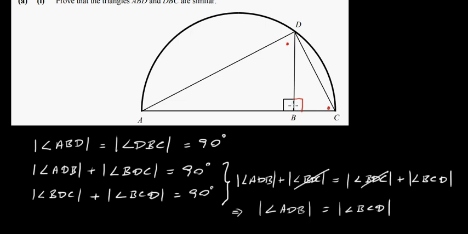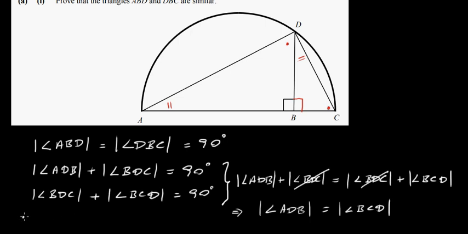These two are both 90 degrees. We've now shown that these two angles here are equal. So therefore the third angle, this one here, must be equal to this one here. Therefore the two triangles are similar. So really, when you're proving that triangles are similar, you just really need to show that two of the angles are the same, then the third one must be the same. So we could write that out.